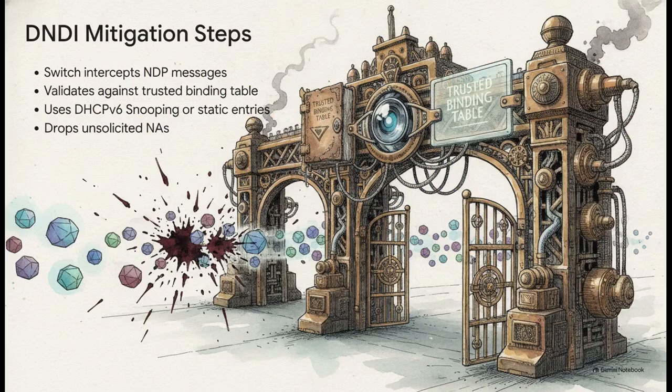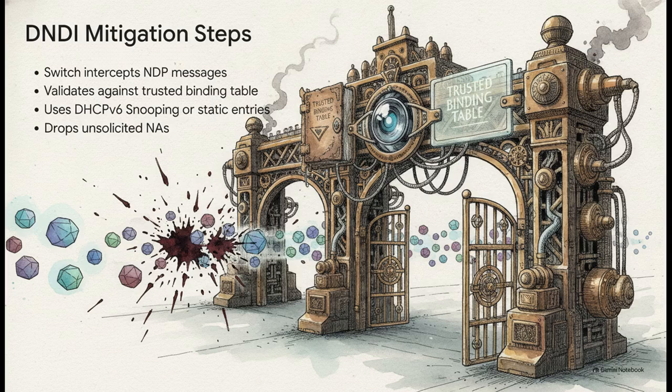To successfully deploy DNDI, you need to configure your access switches to actively intercept these NDP messages. The switch then strictly validates those messages against a trusted binding table. And how does it build that table? Usually, you're looking at DHCPv6 snooping or carefully managing static entries.